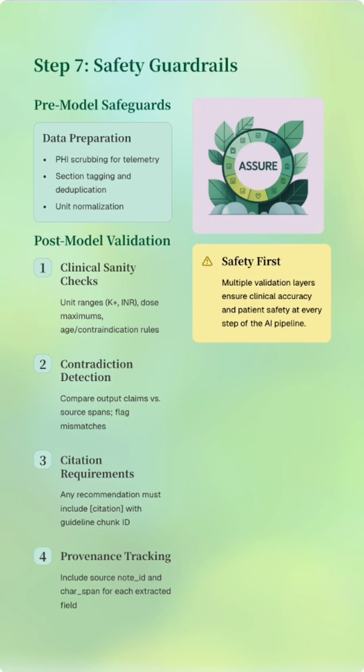Step 7. Add guardrails. We don't just trust the AI blindly. After it responds, we validate its output. For example, does the medication dose fall within safe ranges? Does the recommendation match the guideline it cited? If there's a conflict, like 2 different insulin doses, we flag it for human review.